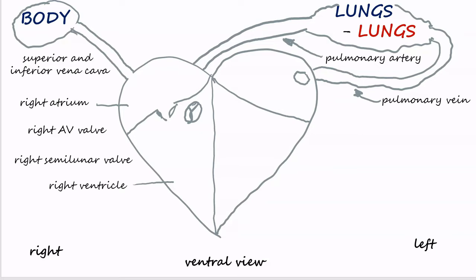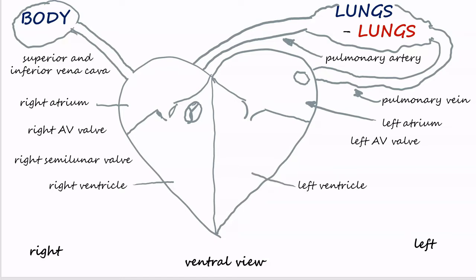A handy reminder here is that the arteries go away from the heart. The pulmonary artery carries deoxygenated blood away from the heart. The pulmonary veins carry oxygenated blood back. That blood now enters the left atrium, where it is pumped through the left AV valve and into the left ventricle.